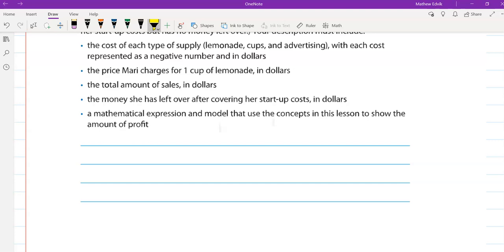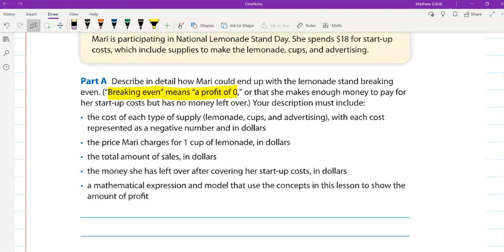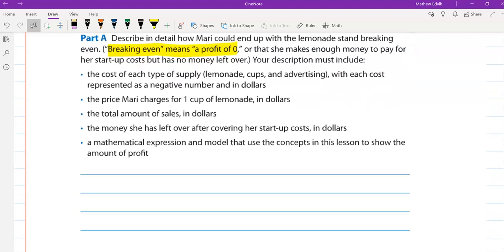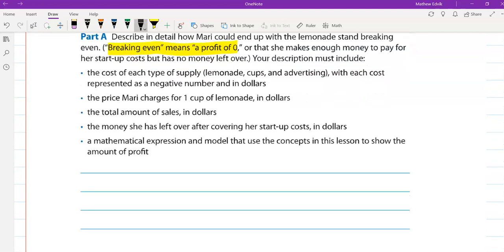Okay, so let's say, and we get to make up what she spends. So she spends some money in lemonade. She spends some money in cups, and she spends some money in advertising. And so go ahead and make up, for your problem, the amount that she spends in each of these.